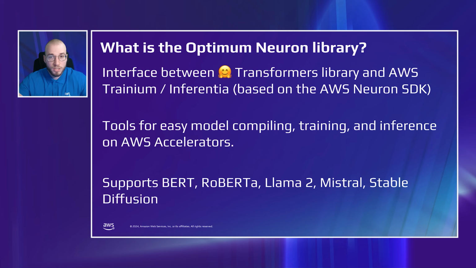Together with AWS, we created tools to easily compile, train, and deploy Transformers and diffusion models on AWS accelerators. As of today, we support popular transformer models like BERT or RoBERTa, as well as LLMs like Llama or Mistral, and of course, diffusion models like Stable Diffusion and Stable Diffusion XL.